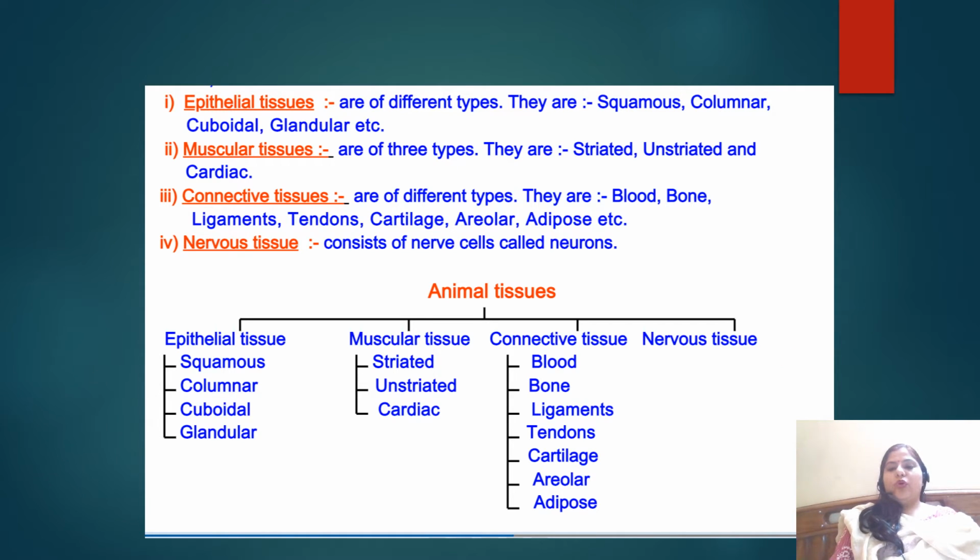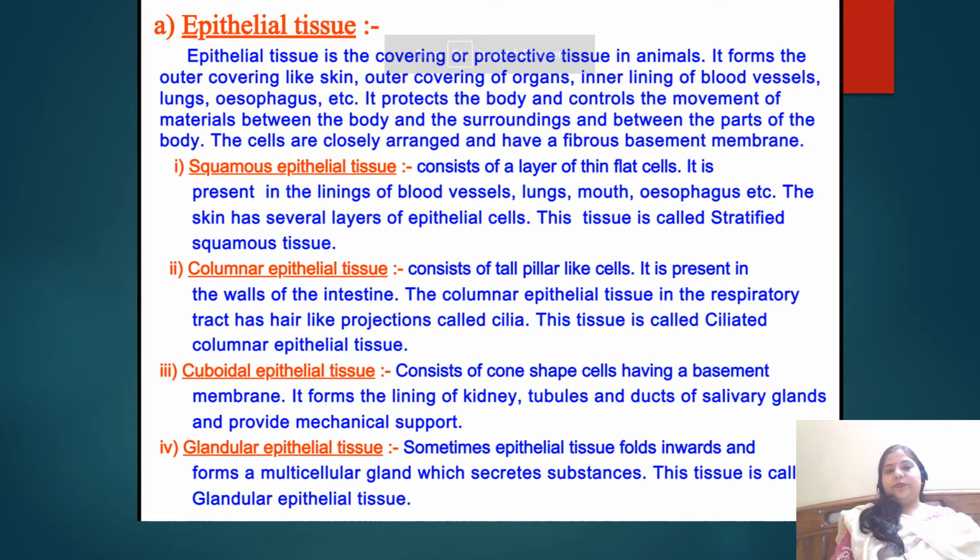So let's move on to the next part, that is epithelial tissue and their types. We will discuss their locations and structure. Epithelial tissue is basically a covering or protective tissue. Wherever there is a function of protection, epithelial tissue will be there. You can see here they are providing the function of covering and protective tissue. Right? I hope all of you are able to see. Generally, epithelial tissue is present in the skin.